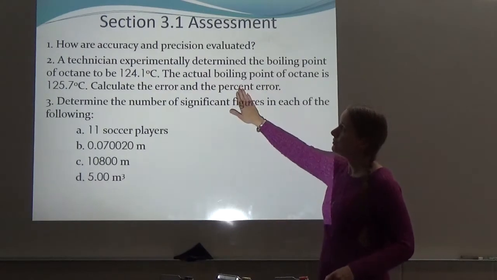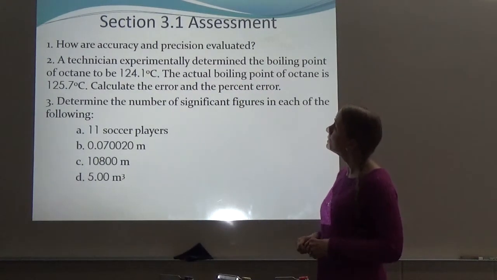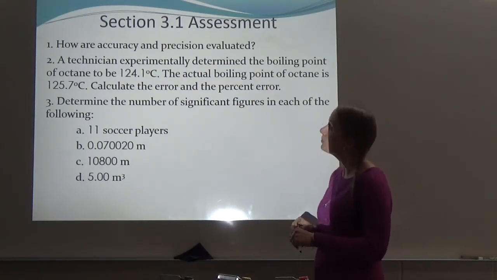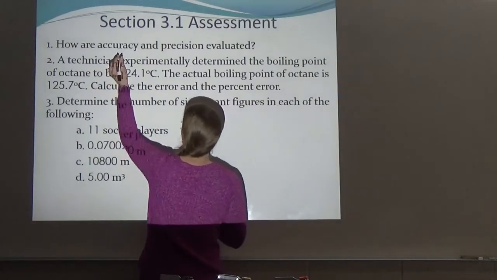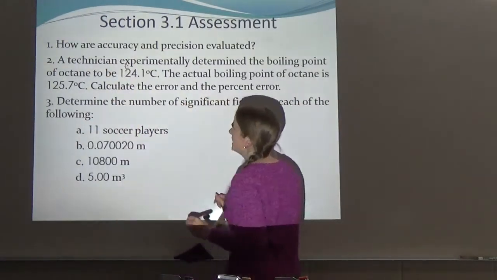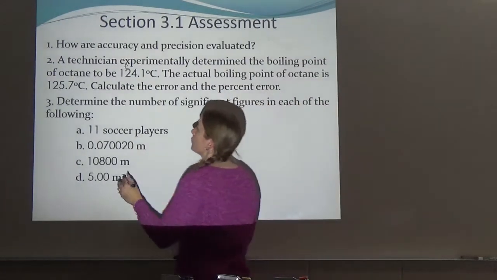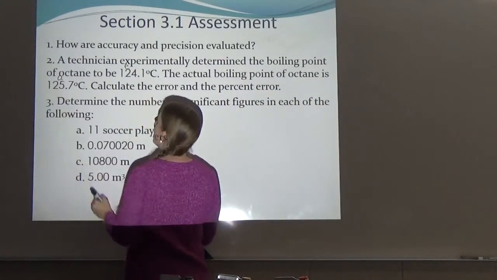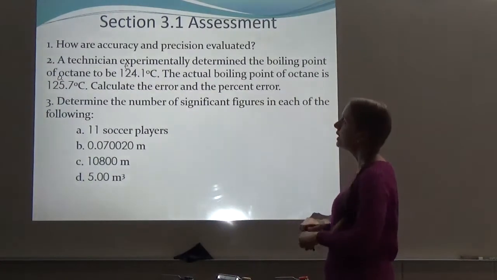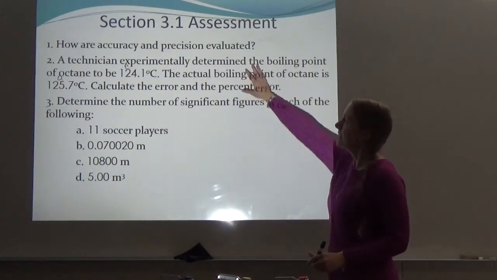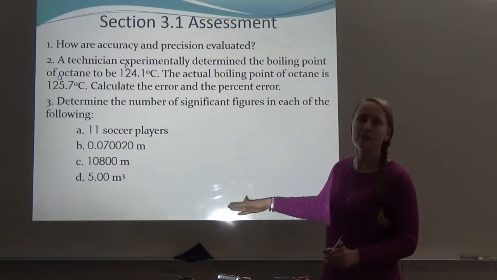Number 2 says a technician experimentally determined the boiling point of octane to be 124.1 degrees Celsius. So that's my experimental. The actual boiling point of octane is 125.7 degrees Celsius. Calculate the error and the percent error. I'm going to pull this down here, although it's number 2.